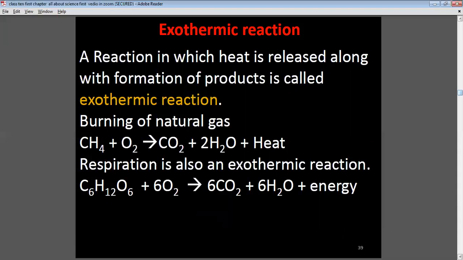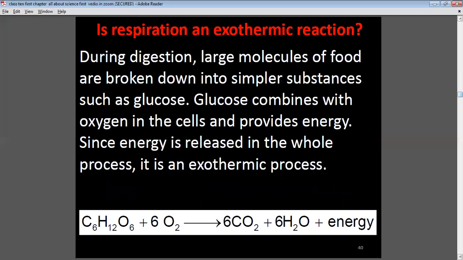One more example, respiration. Respiration is also an exothermic reaction. C6H12O6, that is glucose, reacts with 6 molecules of oxygen. There is a formation of 6 carbon dioxide and 6 water, and energy is released. Is respiration an exothermic reaction? This type of question can also occur.